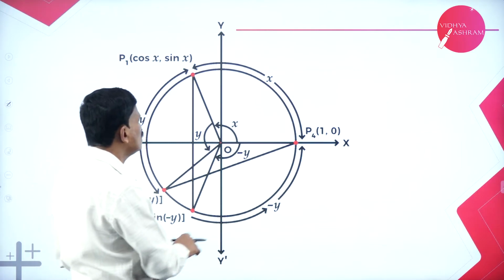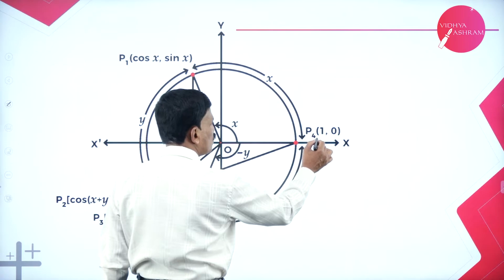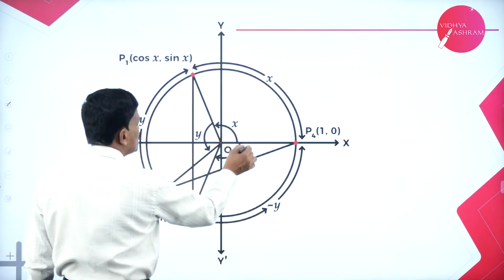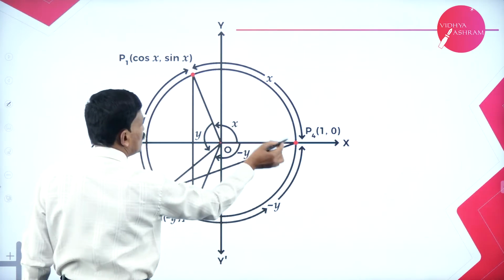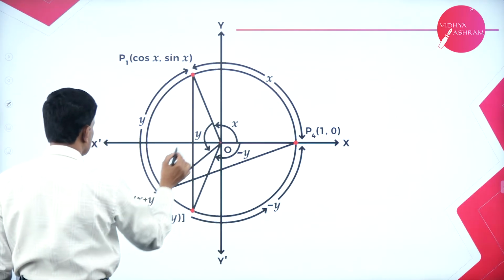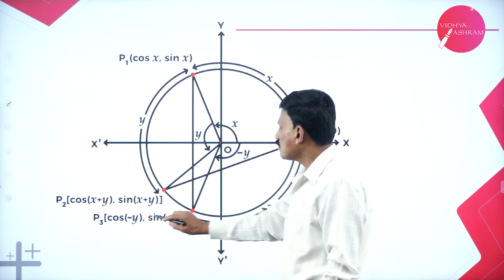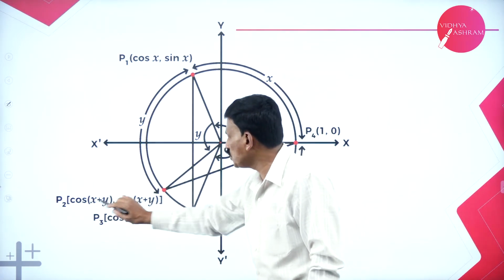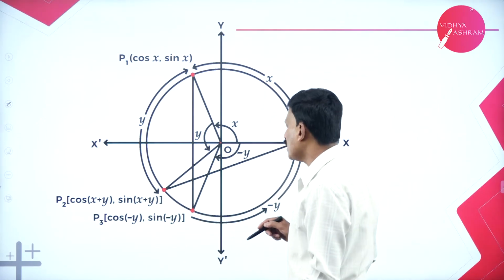The coordinates, since this is 1 unit, the coordinates of P4 are 1, 0. If x is the angle between P1 and P4, then the coordinates of P1 are cos x and sin x. Similarly, the coordinates of P3 are cos of minus y and sin of minus y, and the coordinates of P2 are cos of x plus y and sin of x plus y. Now I will explain why.